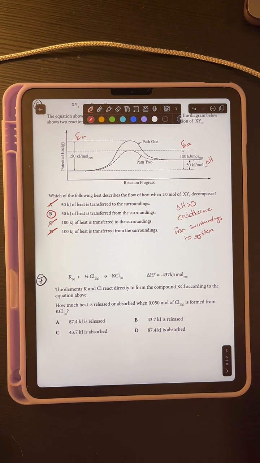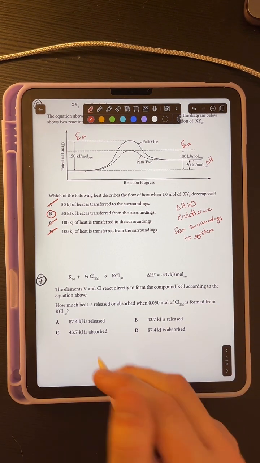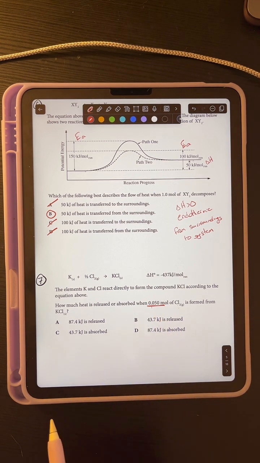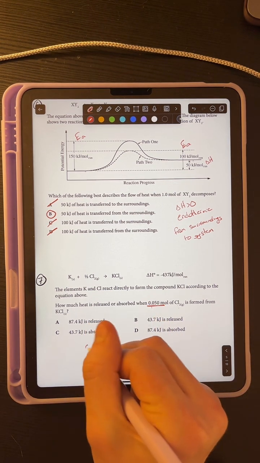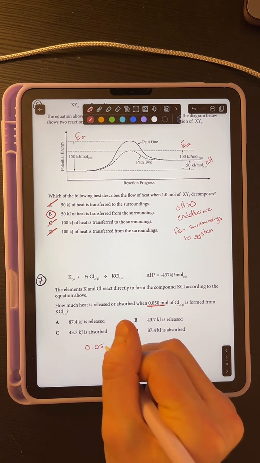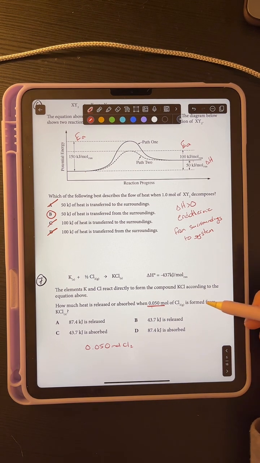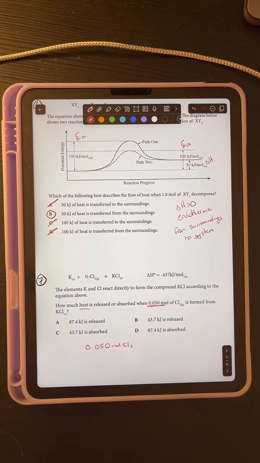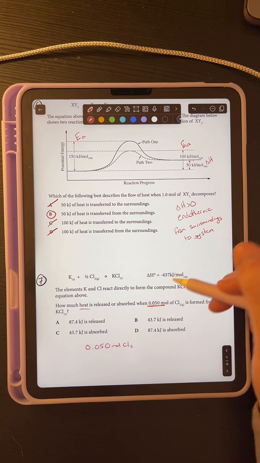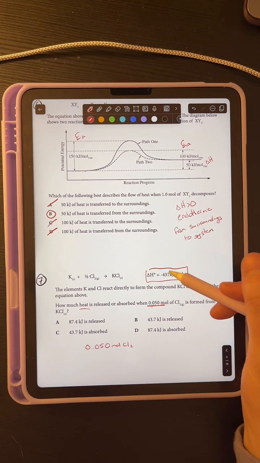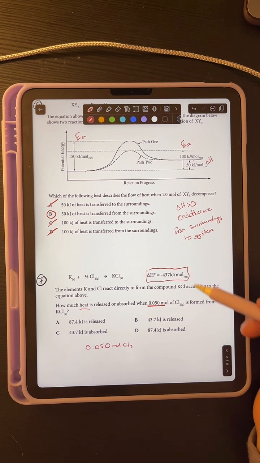So now we're getting into a calculation problem. The way we're going to do this is to set up, let's see if I can write right here. We want to take our 0.05 moles of Cl2, so we're going to start with that value, 0.050 moles of Cl2, and we want to figure out how much heat is released. Well, we're given this delta H value for our reaction, and that's the amount of heat per mole.